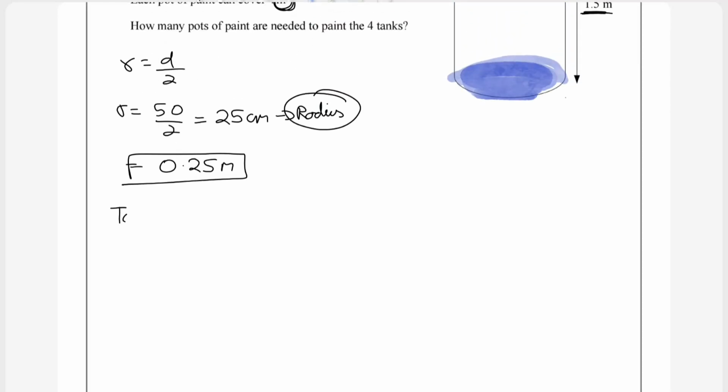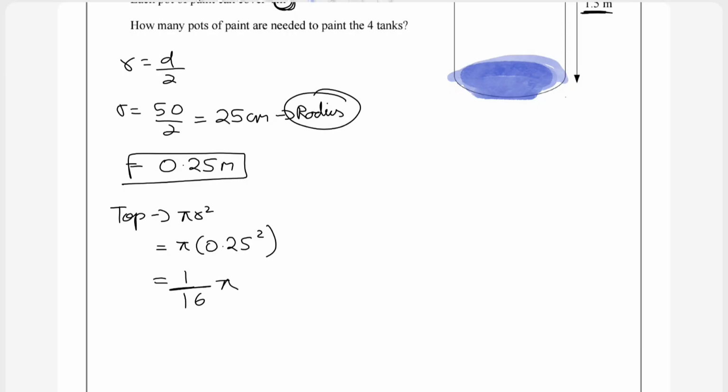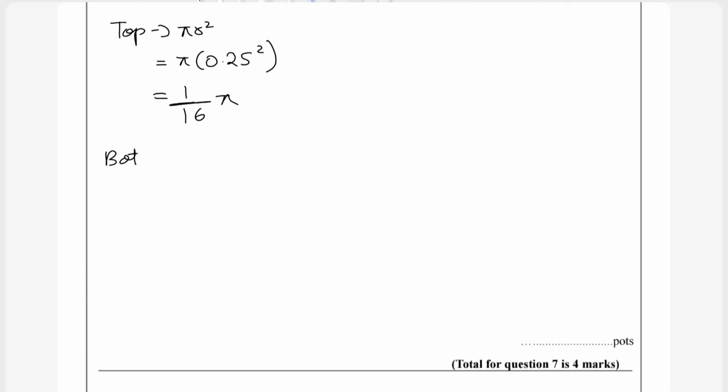The formula is pi r square, which is pi times 0.25 square. That gives me 1 over 16 pi, or pi over 16. And then for the bottom, we go the same way: pi r square, pi times 0.25 square, which is also 1 over 16 pi. After this we have to find out the curved area.